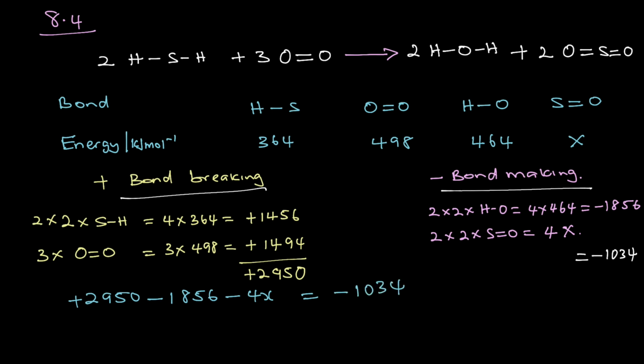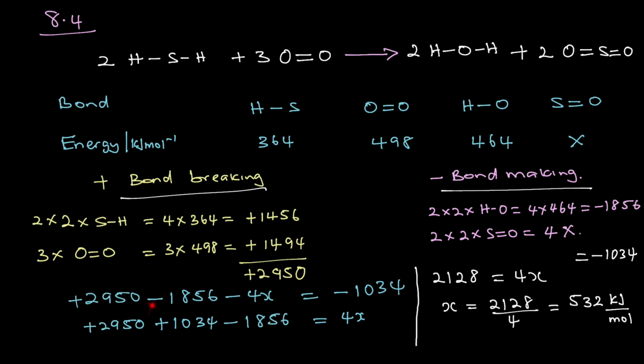1034. So I need to take 4x to the other side and bring 1034 to the left. So therefore we get plus 2950 plus 1034 minus 1856 equals 4x. I just move the 4x to the other side, and I move this to this side.